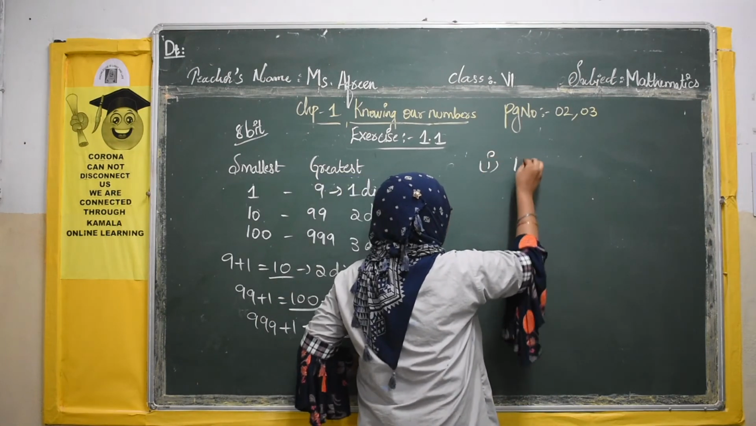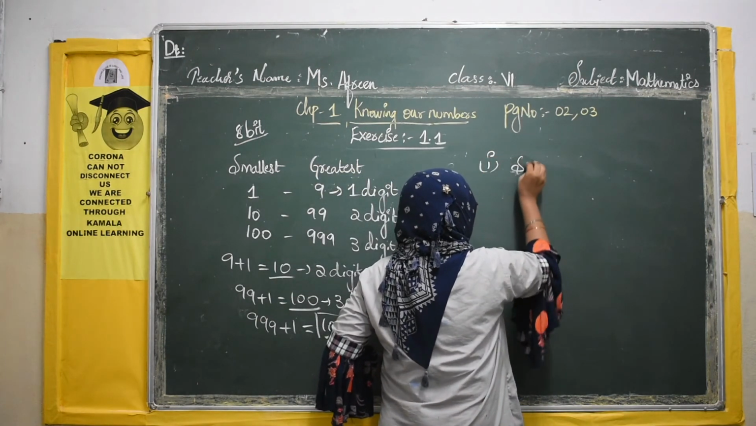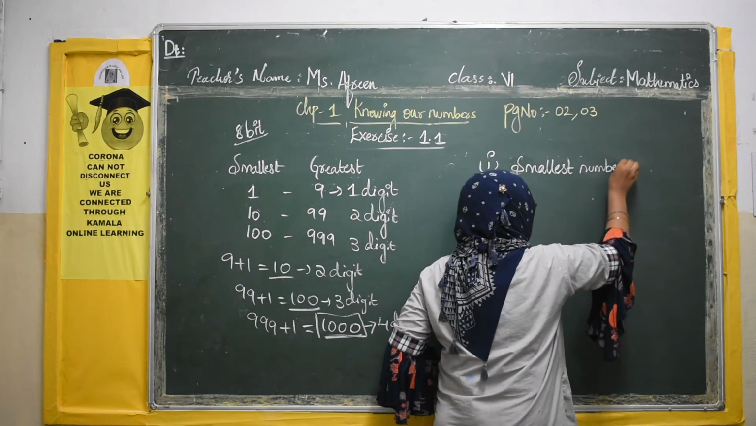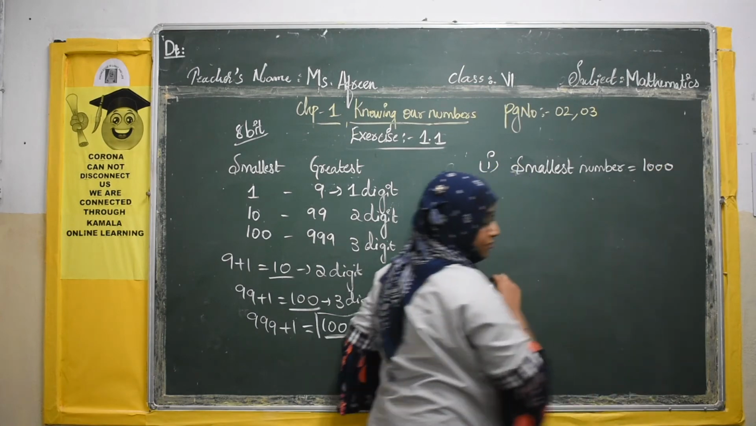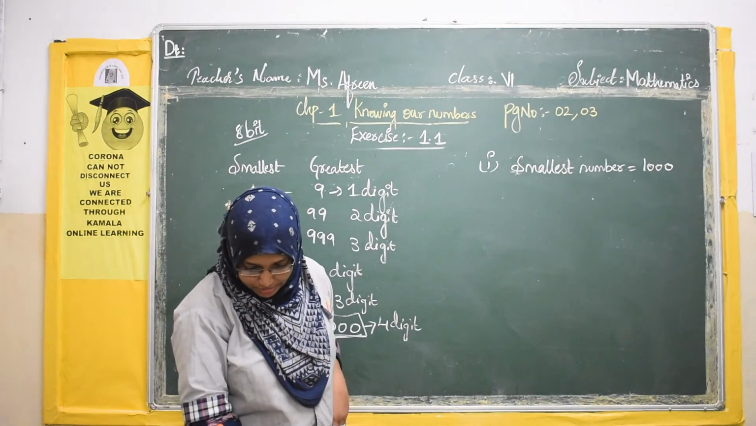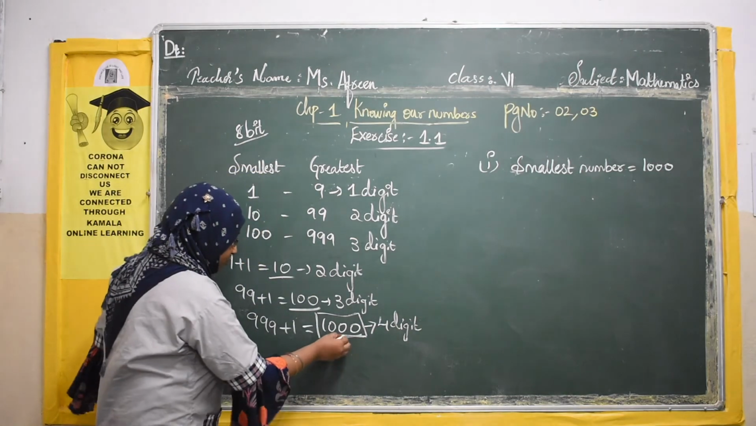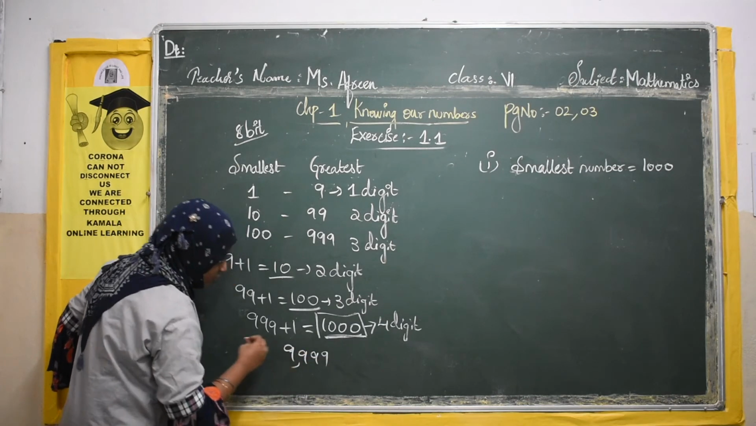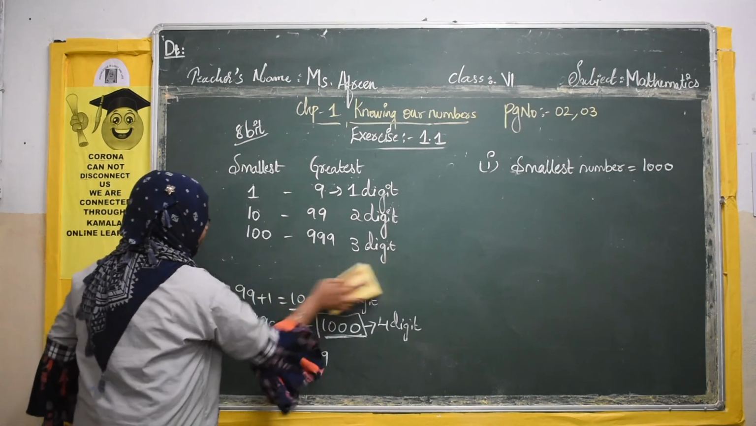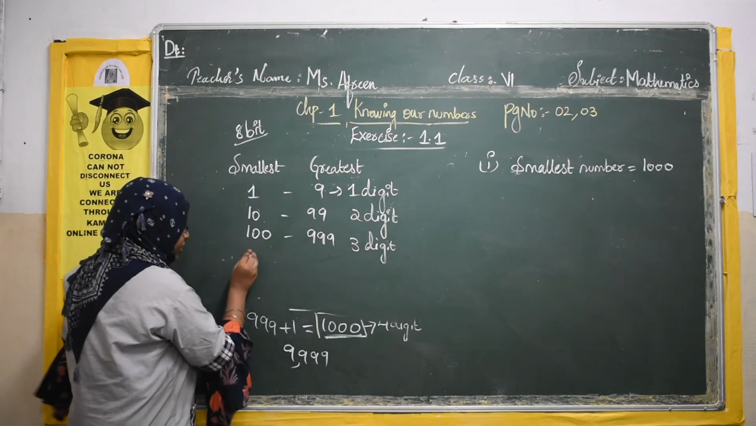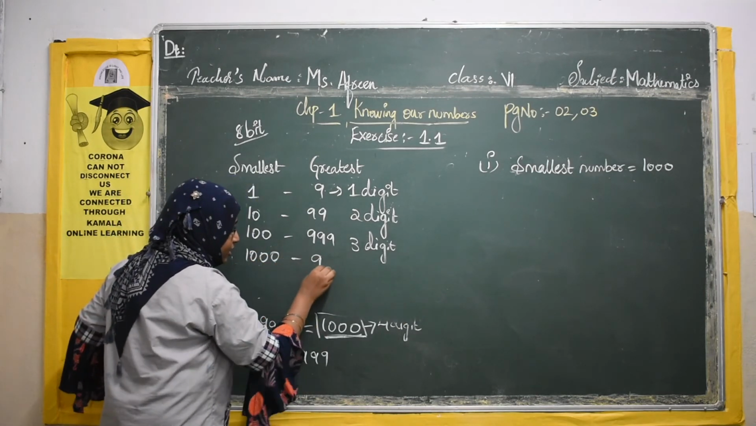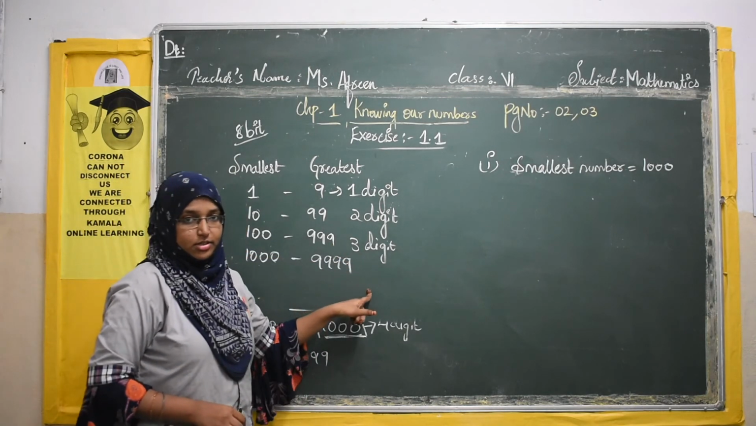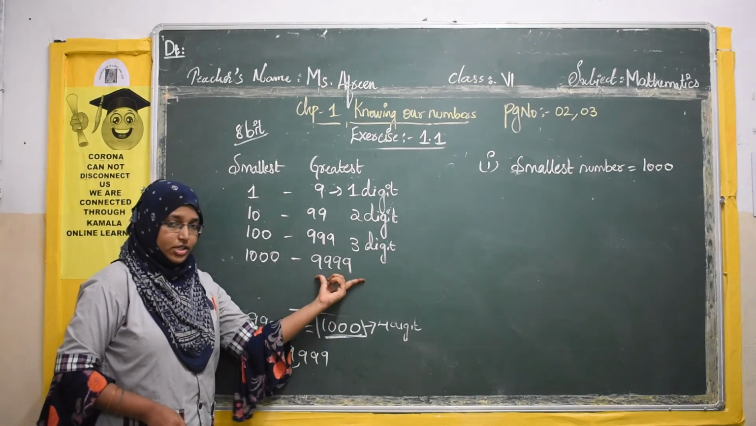So our first question: the smallest 4-digit number is 1000. I will just write the answer. Right? Now see what the next question is: the greatest 4-digit number. If you see, it is 9999. So we have 1000 and 9999. Here 0s are increasing, here 9s are increasing. This is the 4-digit smallest number, this is the 4-digit greatest number.